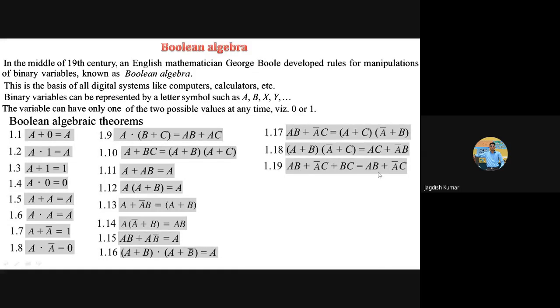We will be doing some practice in the coming lectures, so I'm not showing the application of each theorem right now. We shall be coming to this in the coming slides and obviously in coming lectures as well.